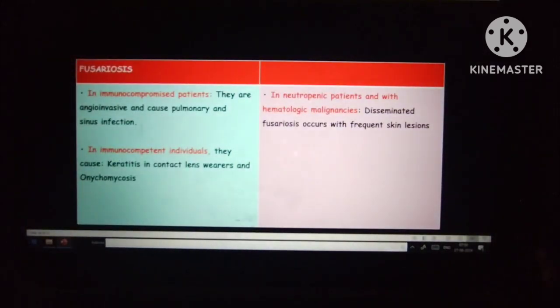Coming to Fusarium, this is actually very easy, because it affects all patients: immunocompetent, immunocompromised, or neutropenic. In the immunocompetent, it usually causes keratitis in contact lens users and onychomycosis. Again, what is the parasitic infection in contact lens users? It is mainly caused by Acanthamoeba keratitis. In immunocompromised patients, it is usually angioinvasive and causes pulmonary and sinus infection. Whereas in hematological malignancies, that is neutropenic patients, it presents as disseminated lesions because they are severely immunocompromised.